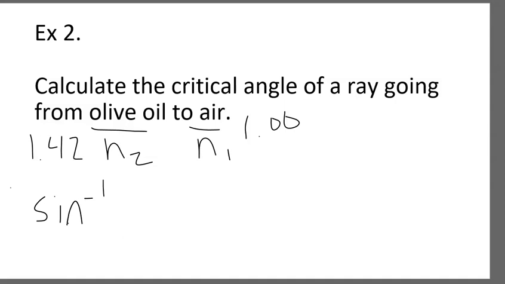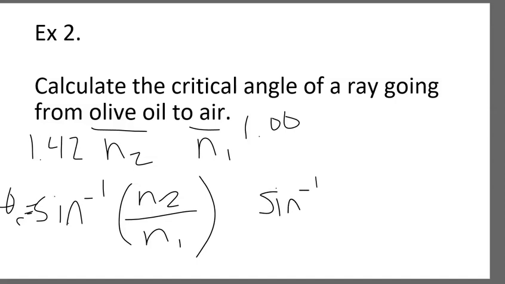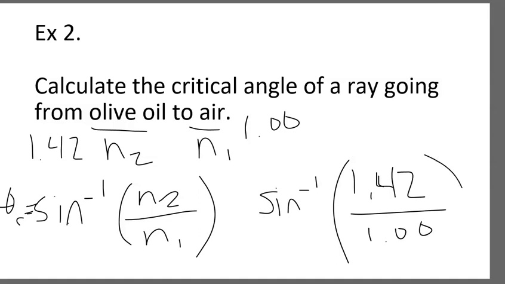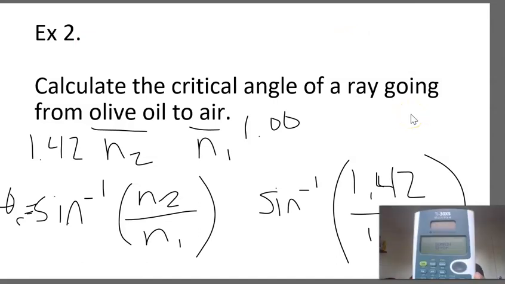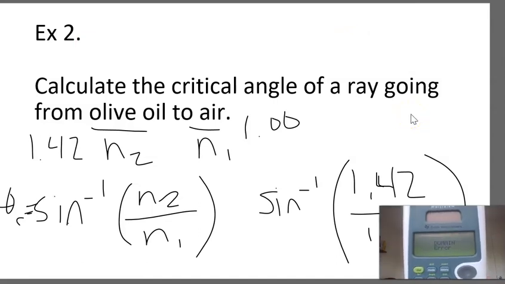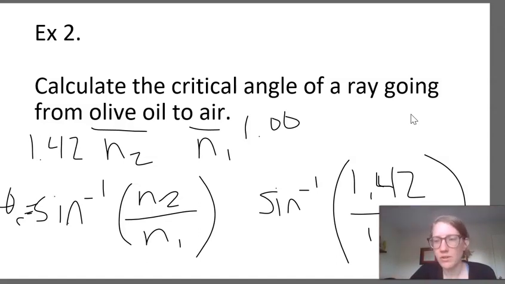So our formula was to find the critical angle with sine inverse of N2 over N1. And if we were to plug in inverse sine 1.42 olive oil over 1 into your calculator, so second sine 1.42 divided by 1, I am going to get an error, domain error. You can't do an inverse sine of something greater than 1. So if you get that, that's going to tell you need to switch them.